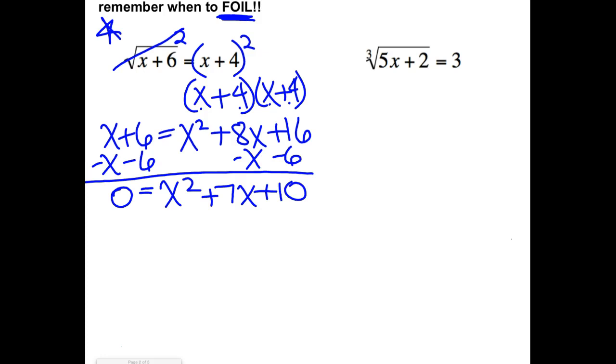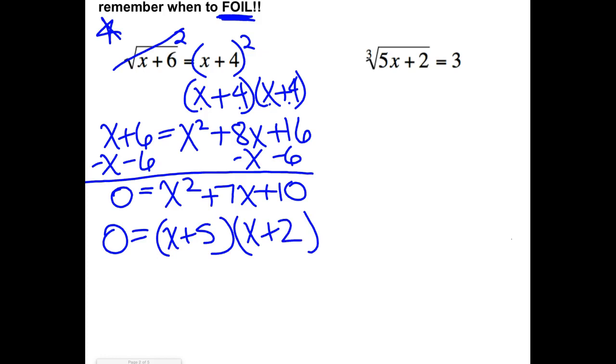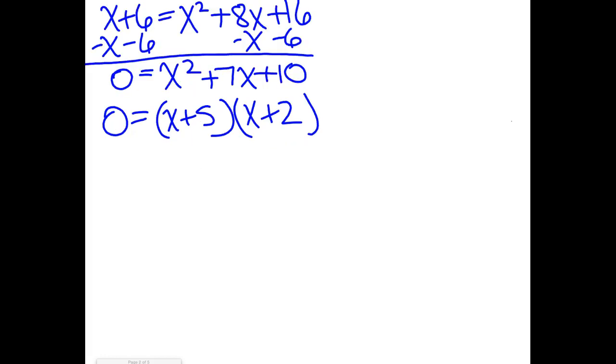All right, so now what we're going to do is we're going to factor. So I'm going to have 0, and how I'm going to get 10 and add up to 7 is going to be x plus 5 and x plus 2. Okay, now from here, reminder, you're going to set both of these equal to 0, and we are going to solve.